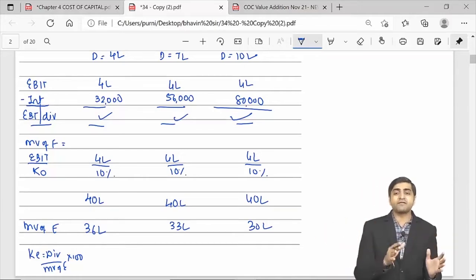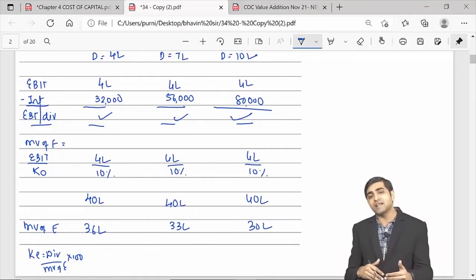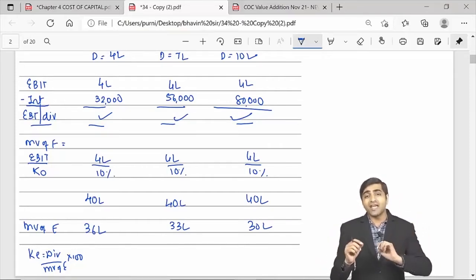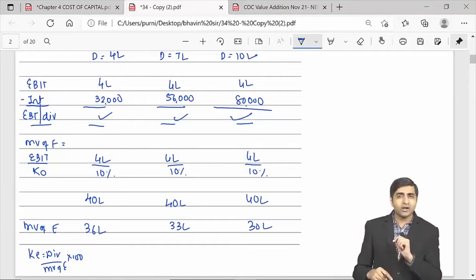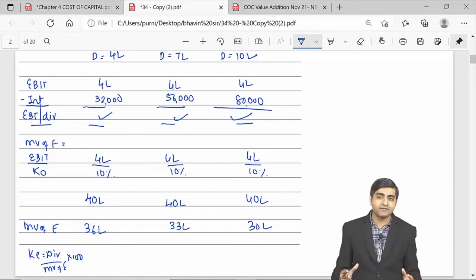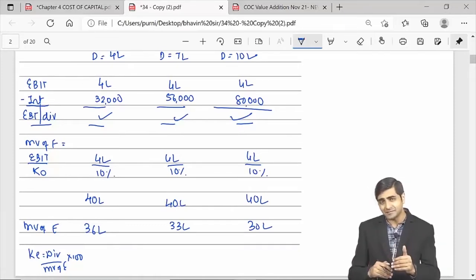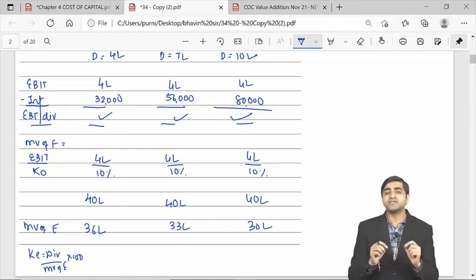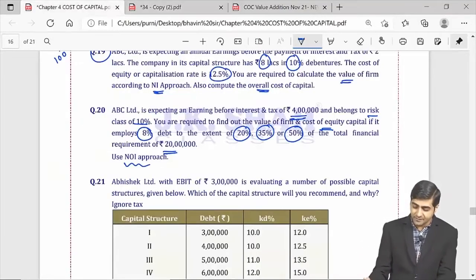So your market value of the firm is going to remain the same at all levels of debt. Your KO will be the same at all levels of debt. Your KE will increase, yes, which is unlike your NI approach. So in your NI approach, what was happening? The KE was kept constant at all levels of debt. In this particular case, your KE is increasing in such a way that your benefit of cheaper debt gets compensated and your KO and your value of firm remains the same.